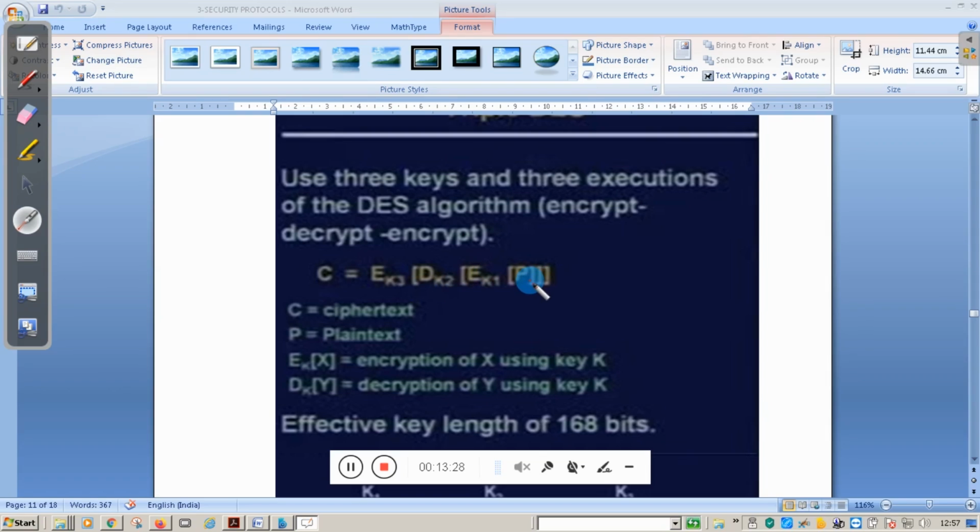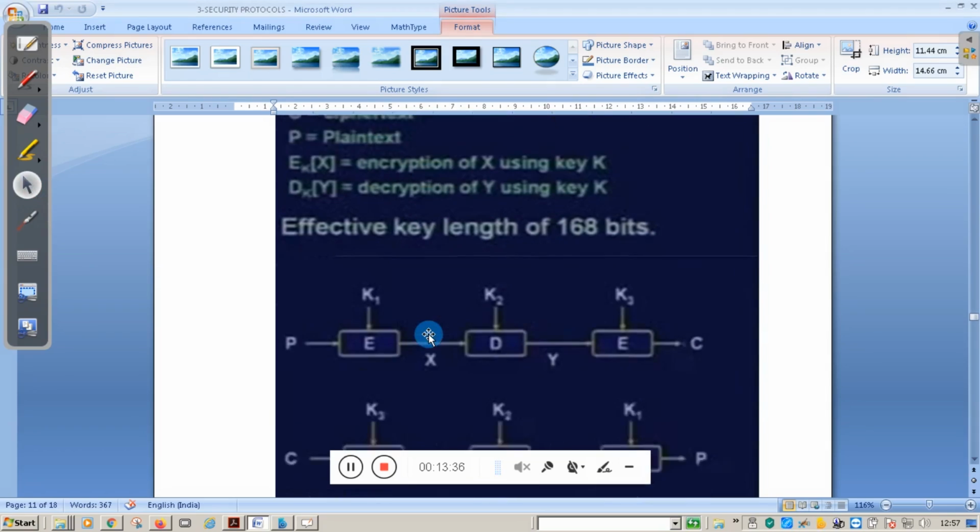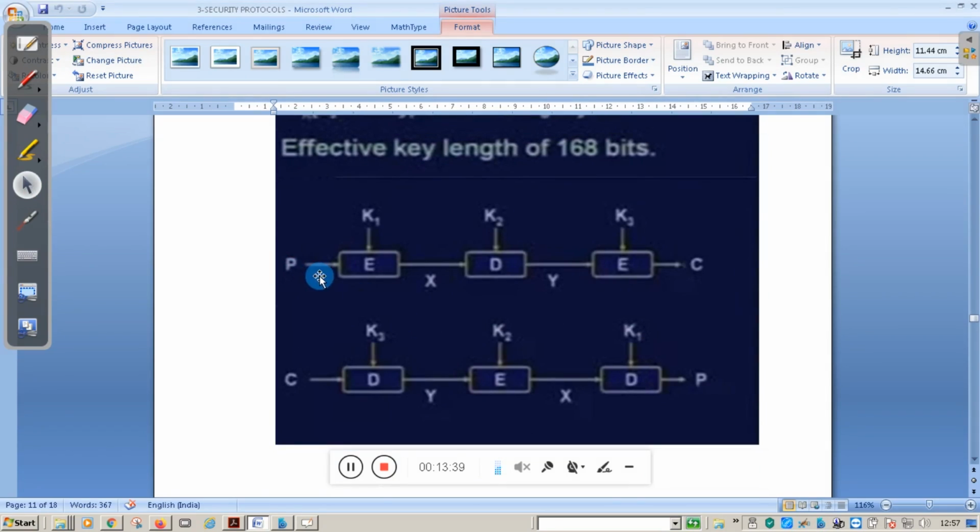168. So the total size of the key here is 168. You can see here the plain text is first encrypted with key 1, then decrypted with key 2, then encrypted with key 3.